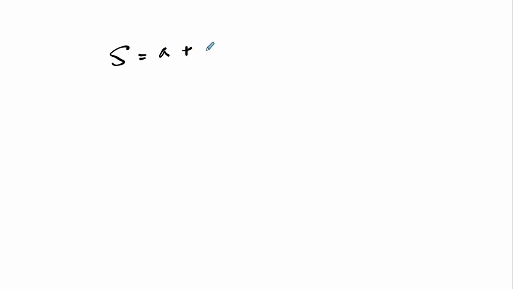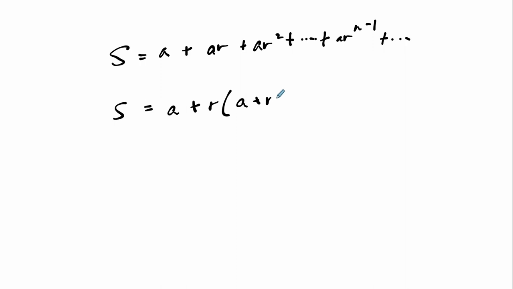In general, that means we have a plus ar plus ar squared plus some a times r to the n minus 1, forever. Well, that's really the same thing, if we think about this, as a plus r times a plus r factored out of all these terms. r factored out of this term just leaves an a, but r factored out of ar leaves an a times an r. Then it's going to get us ar squared, because we have ar cubed here. Plus dot dot dot, factor an r out of this, or divide by one of the r's, you have a times r to the n.